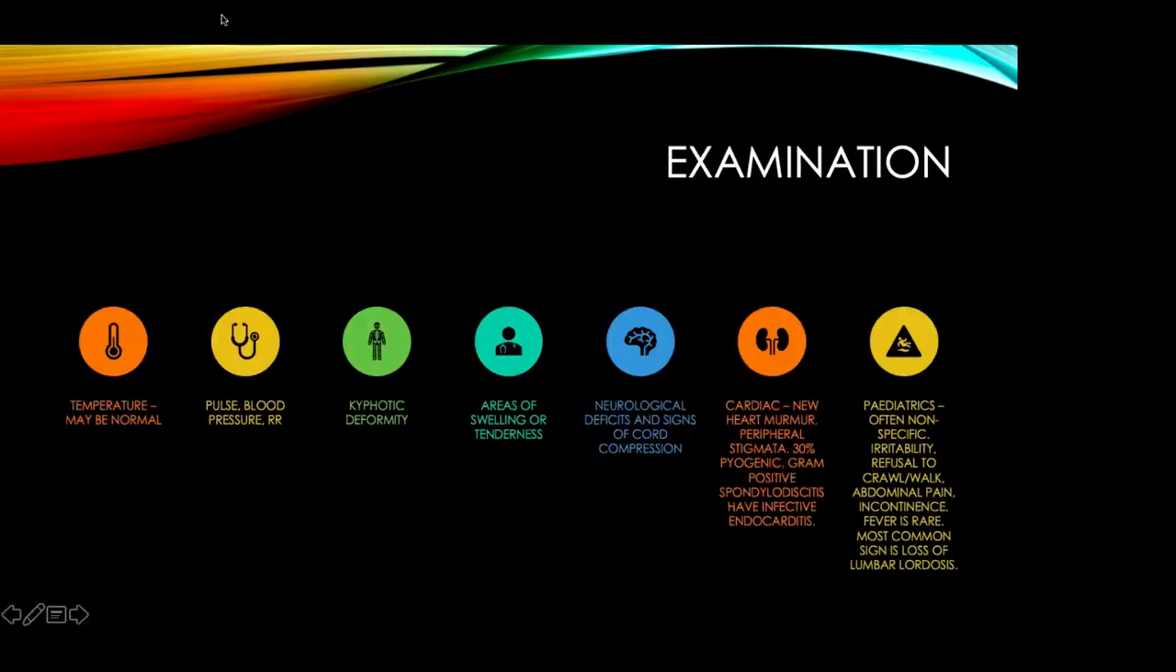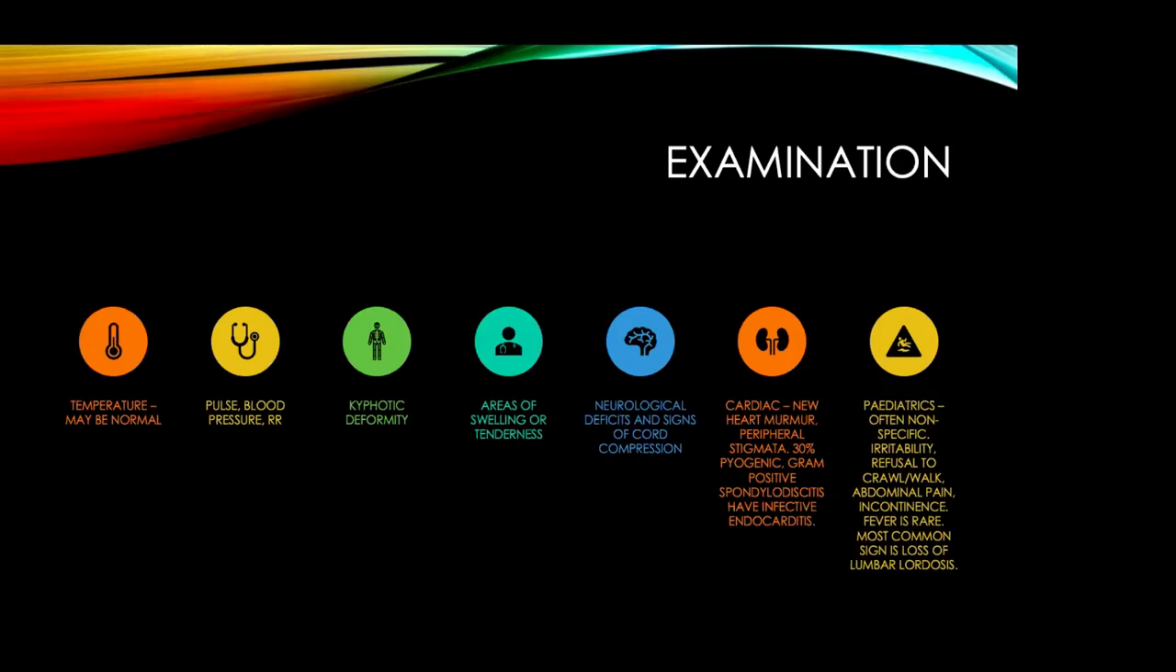So examination. Their temperatures may be normal. We need to look at their markers such as pulse, blood pressure, respiratory rate. Examine the spine. Do they have a kyphotic deformity? Are there any areas of swelling or tenderness within the spine? Are there any neurological deficits? Any signs of cord compression?